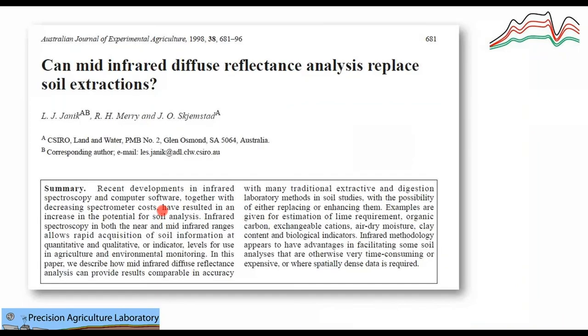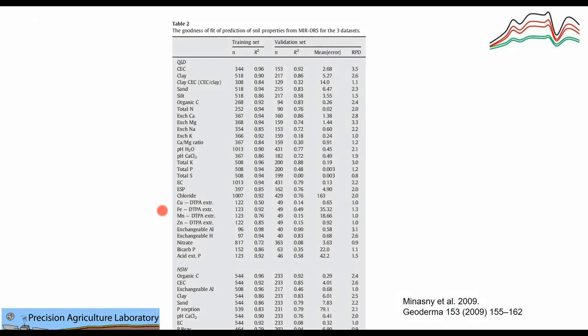Okay, so knowing that we have the information from spectra and knowing that we can process all these variables and we can have a cheap and fast and accurate way of predicting soil properties, will this reflectance analysis replace soil extractions? That was a question that was made more than 20 years ago, 22 years ago. And yes, in some laboratories, for example, the particle size analysis or the texture is given by MIR predictions, and that's a common thing.